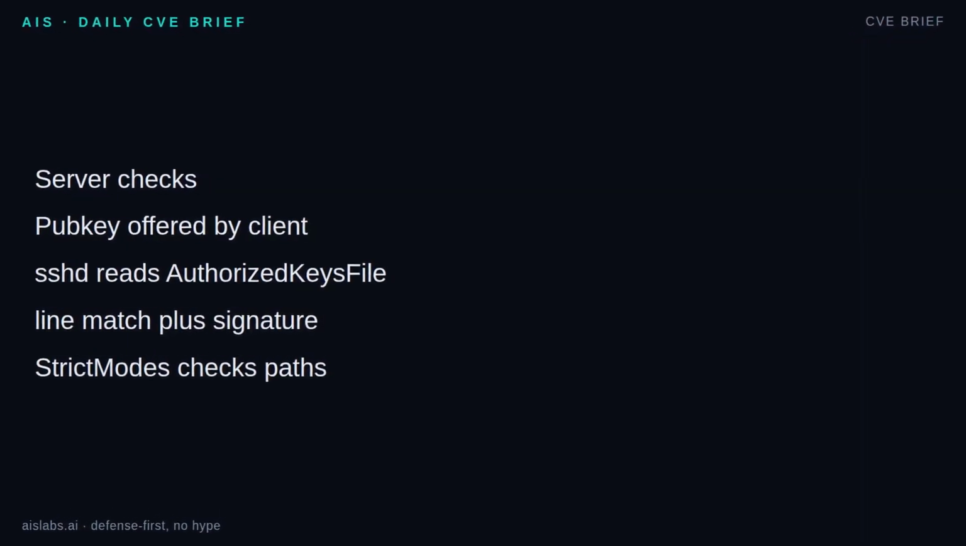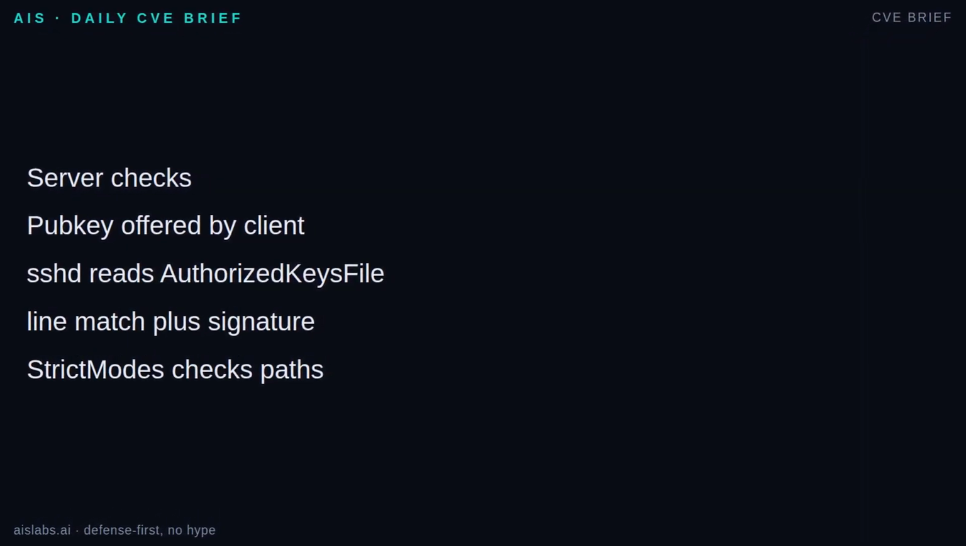Here is the flow. Your SSH client offers a public key identity. The server checks whether public key authentication is allowed, then looks at the account you are trying to become. By default, OpenSSH reads the path configured by the authorized keys file directive, commonly .ssh/authorized_keys. If it finds a matching public key line, that is still not enough. The server sends a challenge, and your client must prove it has the matching private key by creating a valid signature.